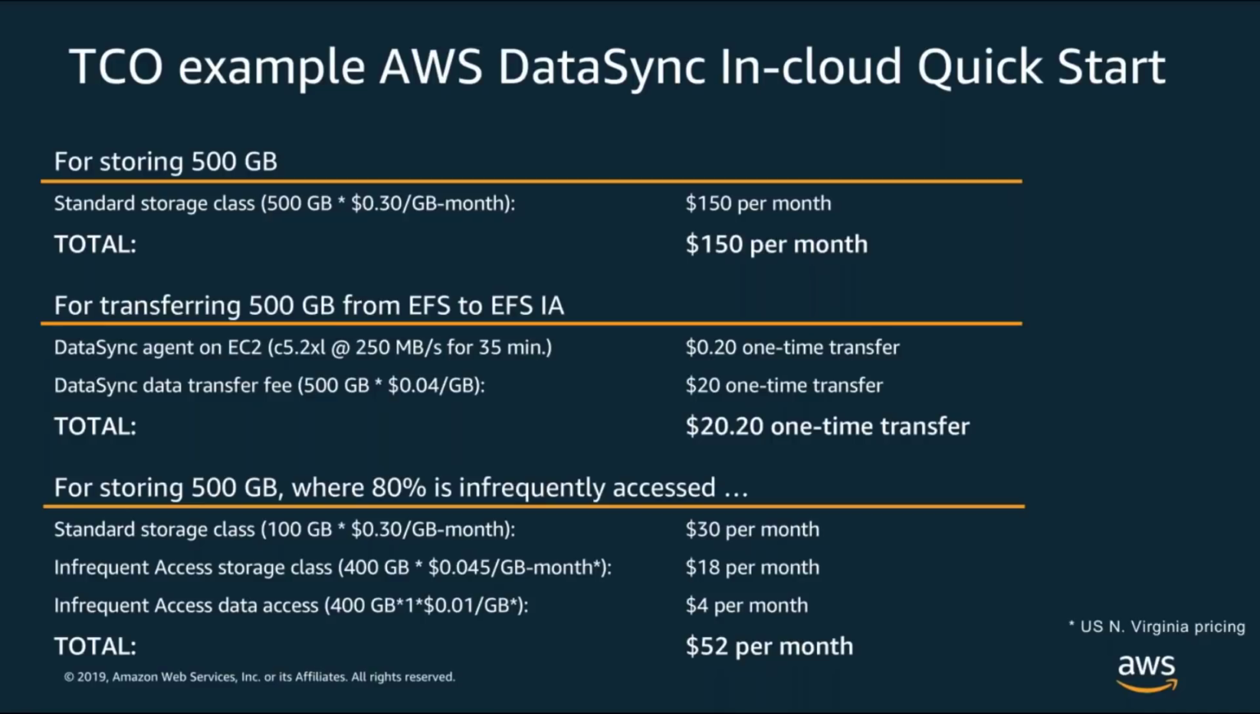This one-time transfer would cost about $20.20. Once you're done with the transfer, you can shut down that CloudFormation stack. All the resources created as a part of that transfer will be deleted, and now your EFS cost would be $52 per month once your data has been transitioned from the standard storage class over to the infrequent access storage class.